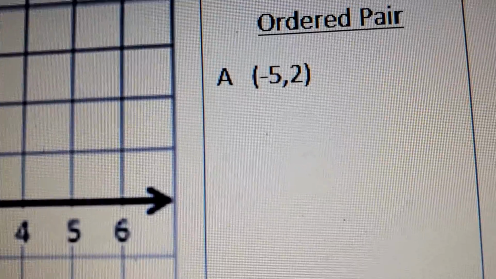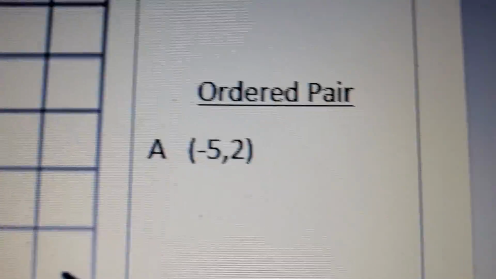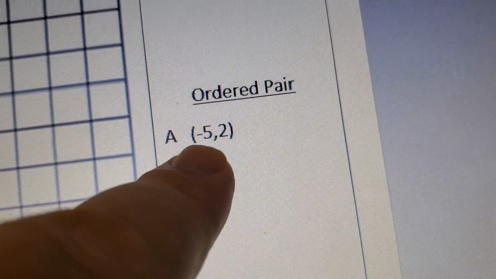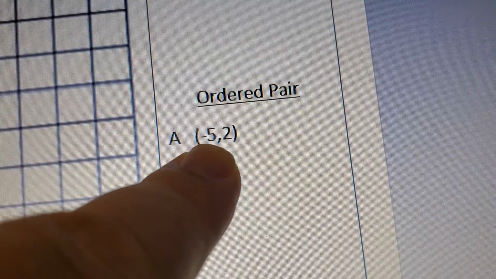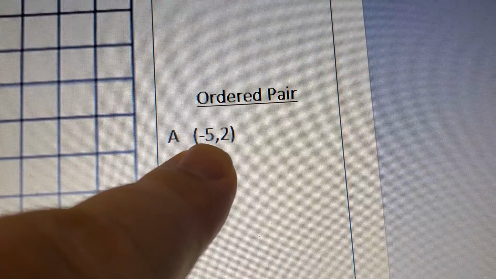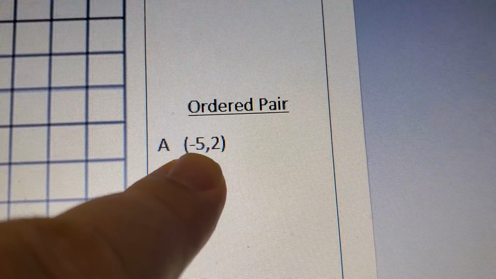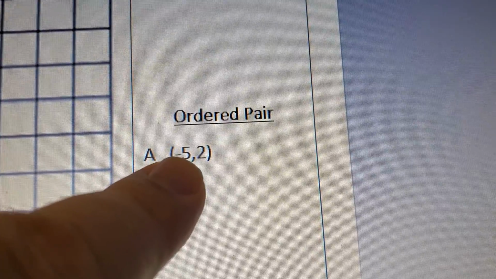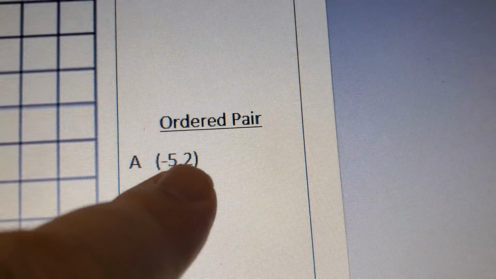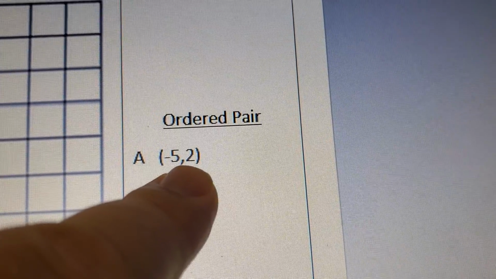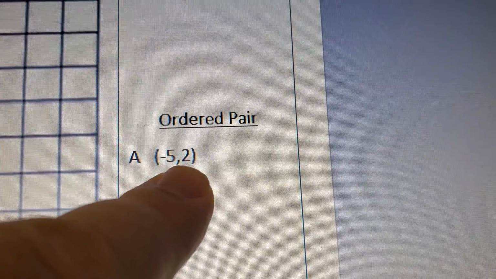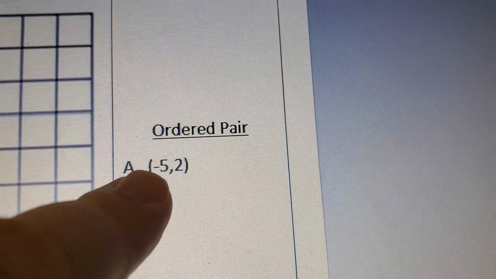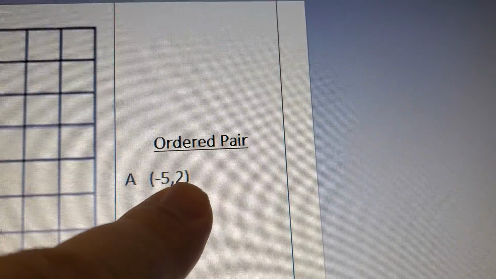The numbers in parentheses are followed by a comma in between. The first number is always the x-axis. X comes before y, so this is the address on the x-axis. This is the coordinate or address on the y-axis. X, Y. X is always first, Y is always second.